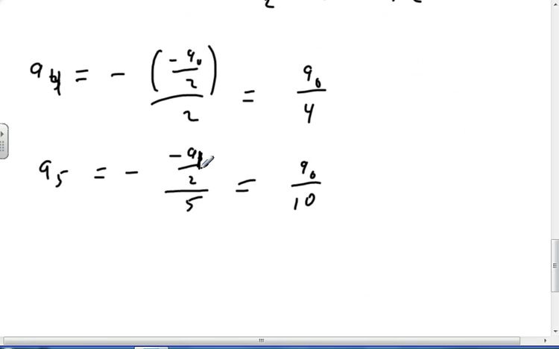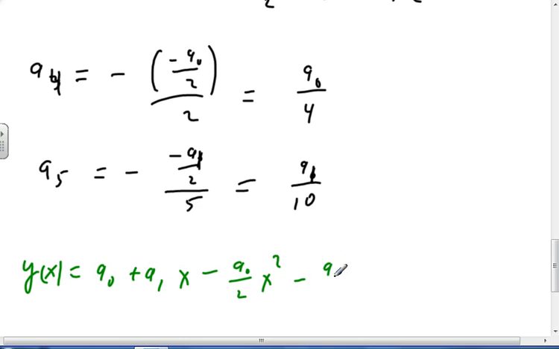And that's really a1, and this is really a1. All right, so now I've got that y of x equals a0 plus a1x minus a0 over 2 x squared minus a0 over 2 x cubed plus a0 over 4 x to the fourth plus a1 x to the fifth over 10.